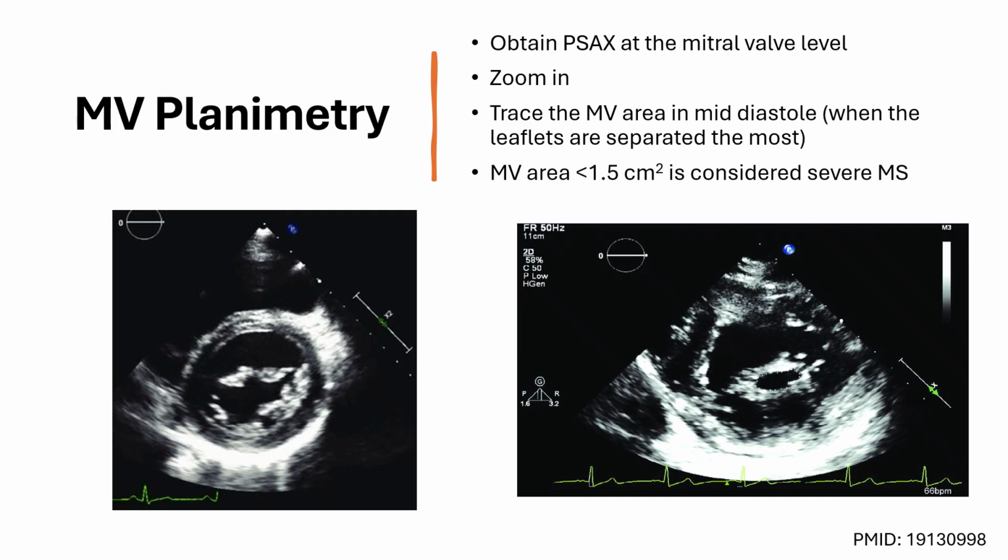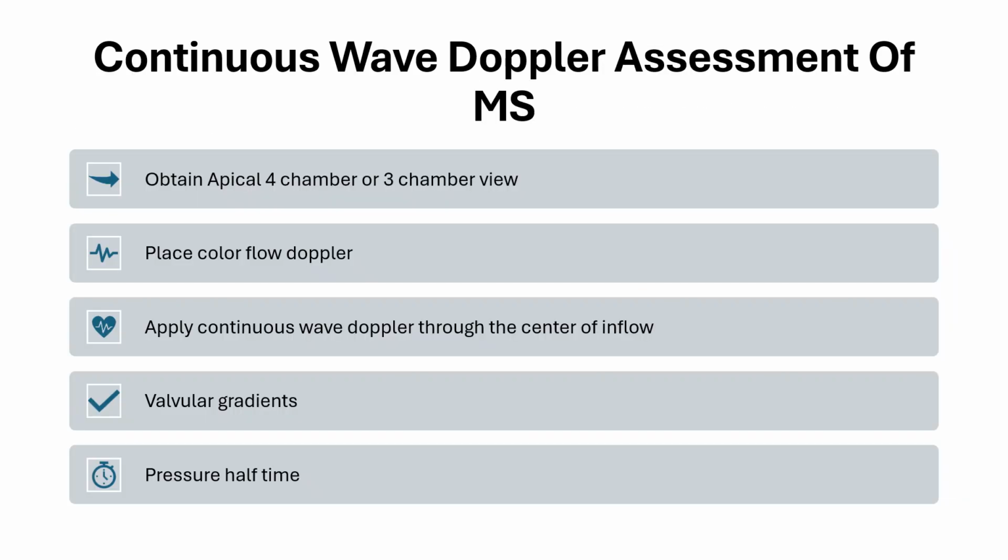Nevertheless, this is a very important tool which can be utilized in assessing the likelihood and severity of mitral stenosis. So let's talk about continuous wave Doppler assessment of mitral stenosis. You can obtain either 4-chamber or 3-chamber apical views, place color flow Doppler over the mitral valve, and apply continuous wave Doppler through the center of inflow. You can estimate your valvular gradients and also pressure half time through the mitral valve, which can be used in assessing the mitral valve area indirectly.